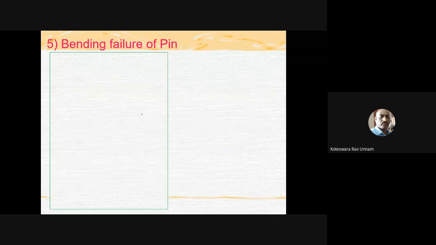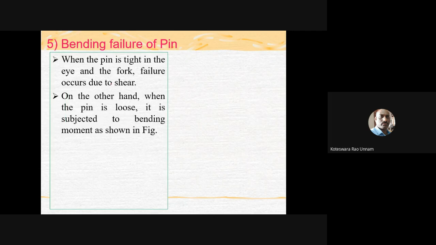Next, we can check for the bending stress of the pin. Generally we won't check for the bending failure. Anyway, we'll try to see the analogy here. We know that when the pin is tight in the eye and fork, failure occurs due to shear only. On the other hand, when the pin is loose, like in the case of the cotter we also discussed, whenever there is a clearance, that will cause bending. So here also, if the pin is tight, then there is no issue of any bending failure. But if the pin is loose, then it is subjected to bending moment.